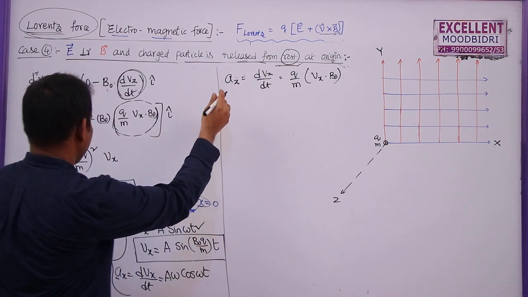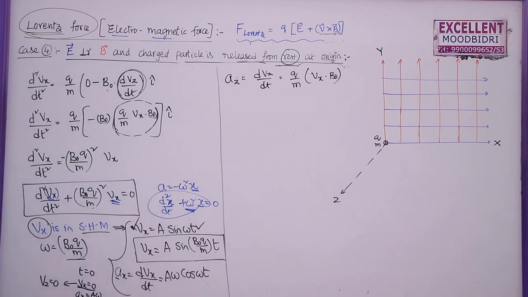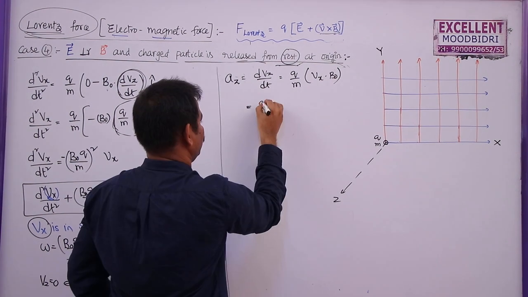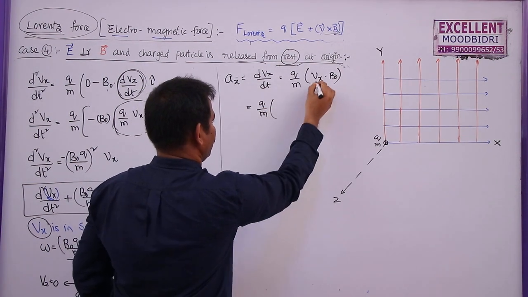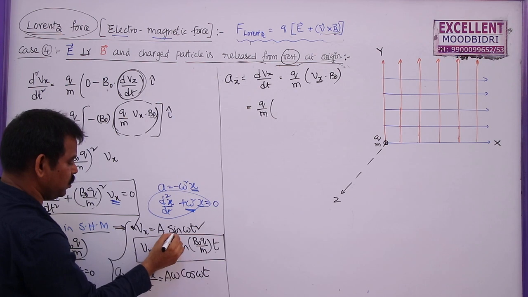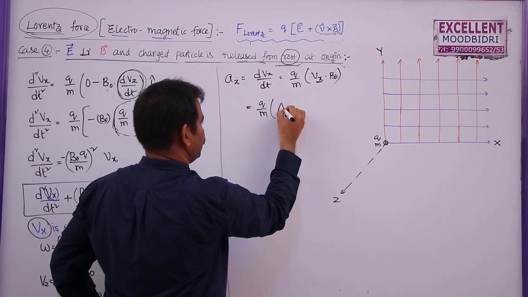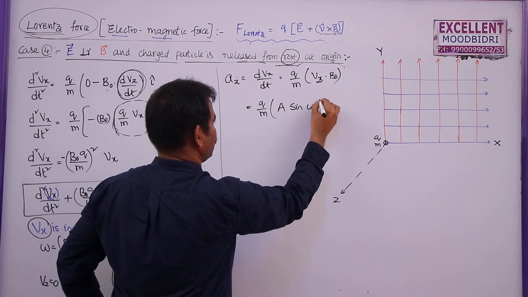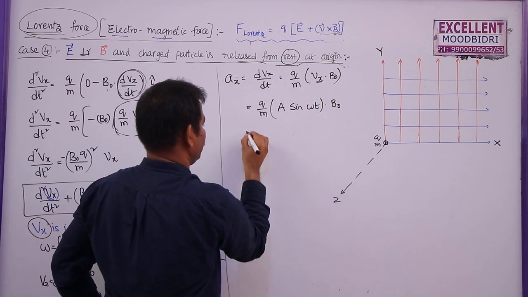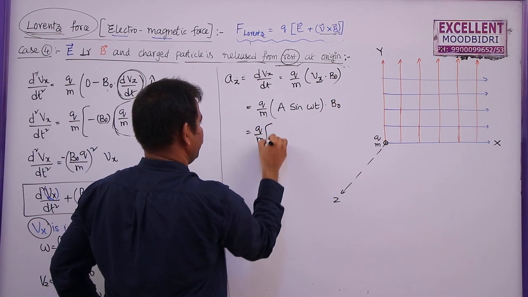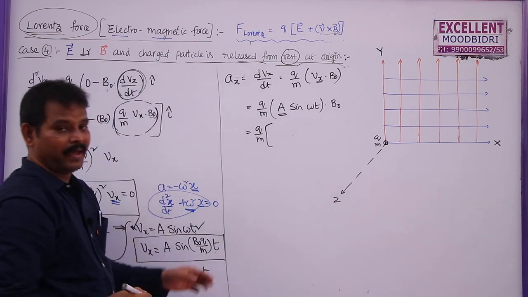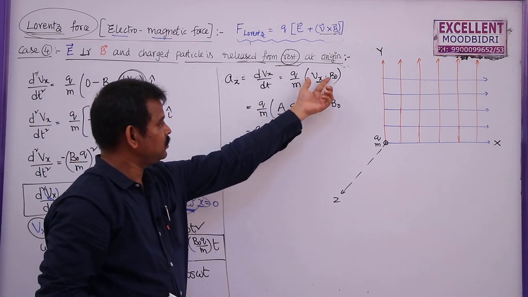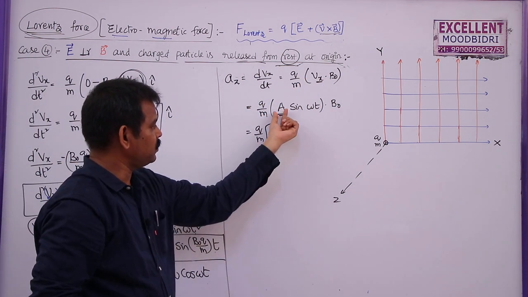So az here is given by q by m vx, where vx is equal to a sin omega t, so a sin omega t into B naught. So q by m, what is this a? It is the maximum velocity here, because this is the component of the velocity equation. What is the maximum velocity?